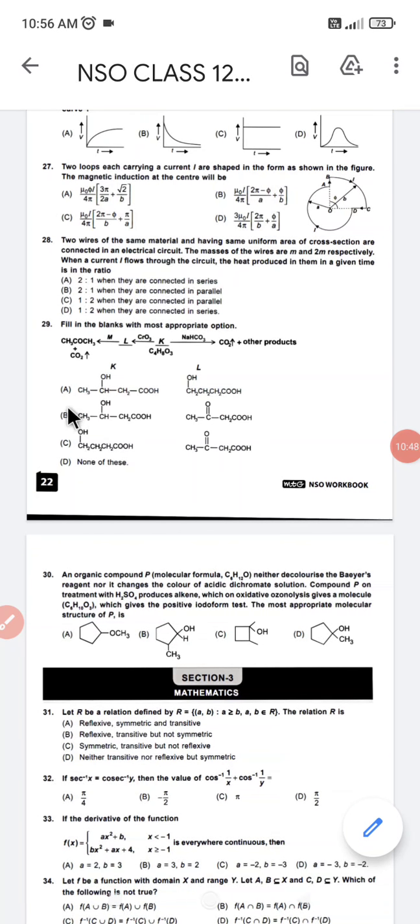Children, the correct option here is B. So the correct answer option is B. Okay, B is the correct answer option for question number 29. After that, we have question number 30.